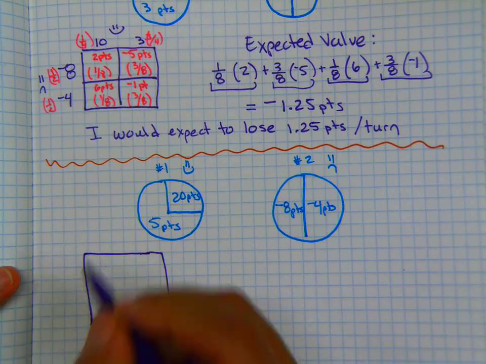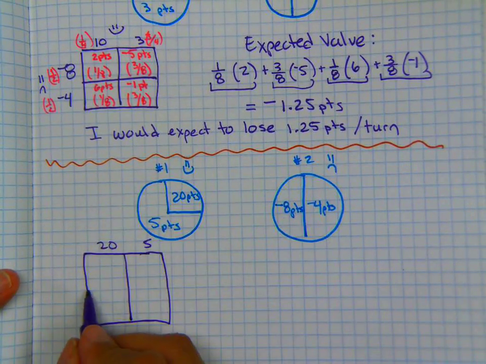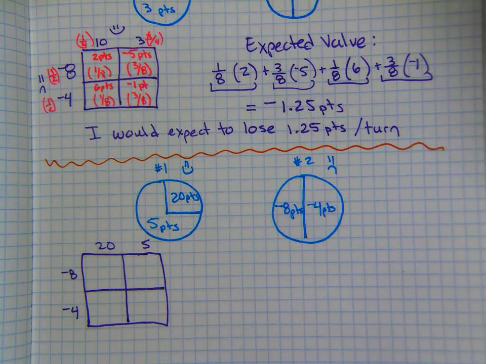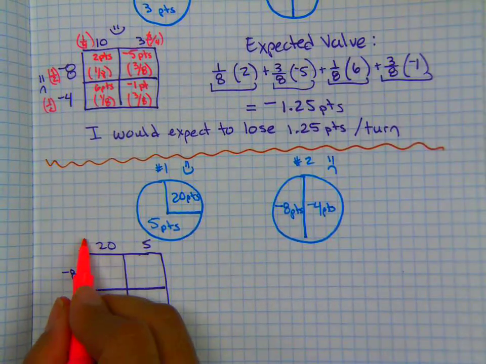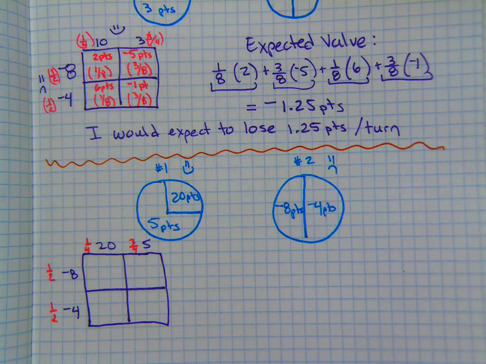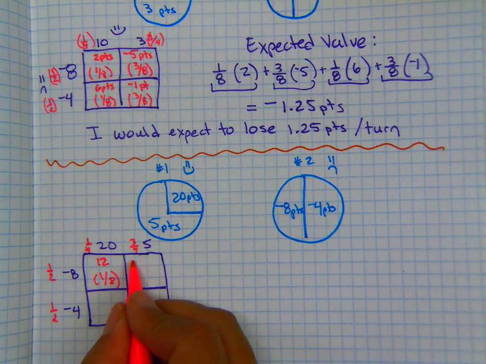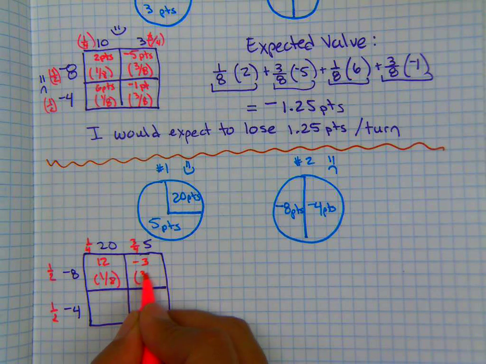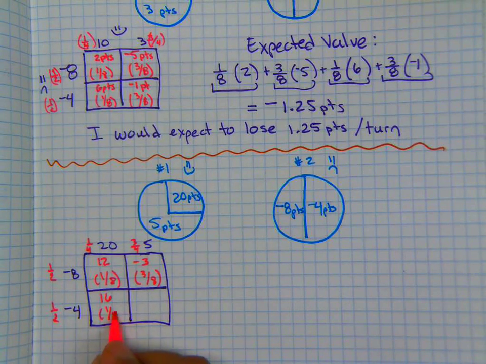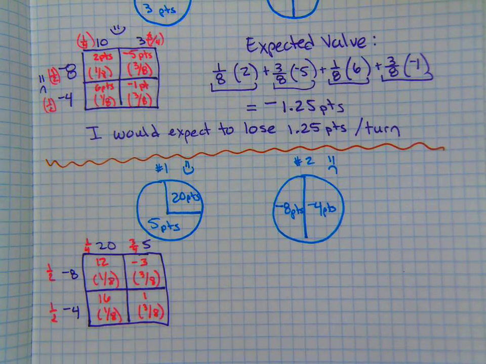So again, I'm going to make my table. I could get, this time, 20 points or 5 points. I should have done this as a tree diagram. That's okay. This is -8 and this is -4. So the probabilities are still the same because I never changed the structure of my spinner. So we'll go 1/4, 3/4, 1/2, 1/2. The only thing that changed now were the number of points I could get. So I could get 12 points here, still 1/8 probability. This one I'm going to lose 3 points, 3/8 probability. This one I'm going to get 16 points, 1/8 probability, and 1 point, 3/8 probability. Right now it looks even better. I'm getting even more positive points.